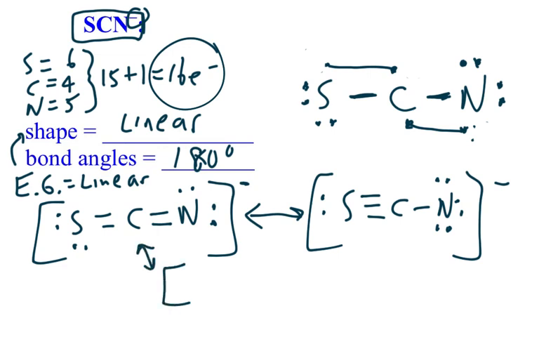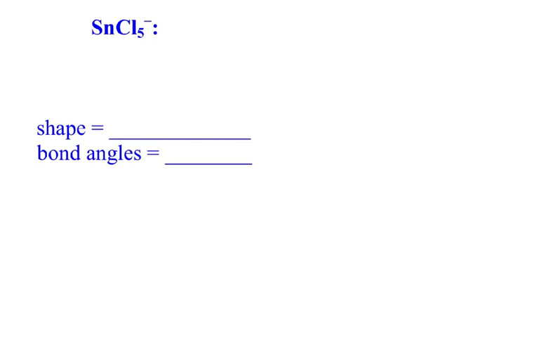Remember, the double arrow simply means resonance. And in this example, you have the single bond on this side and the triple bond on the other side here. But no matter which one we choose, the shape of all three resonance structures will still be linear, both the electron geometry as well as the molecular geometry. Okay, so this one's going to be linear. And here's our final one.